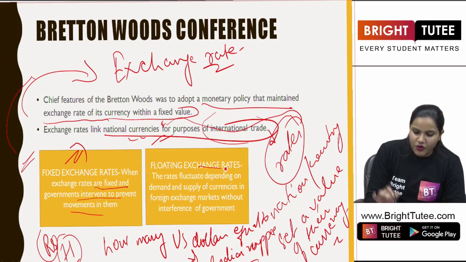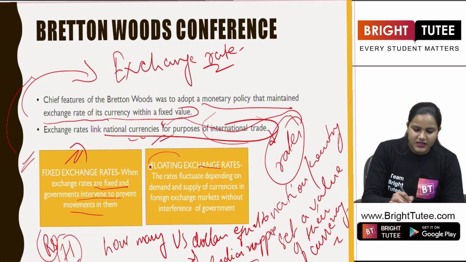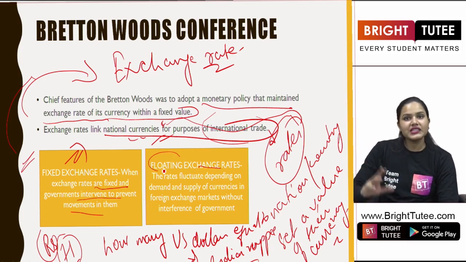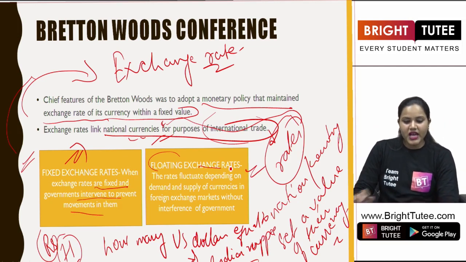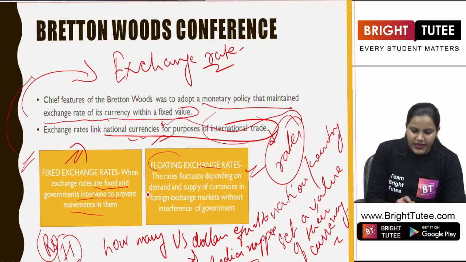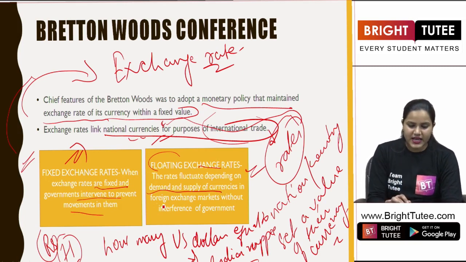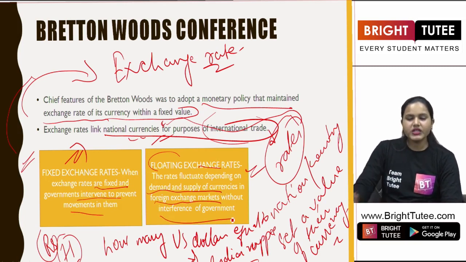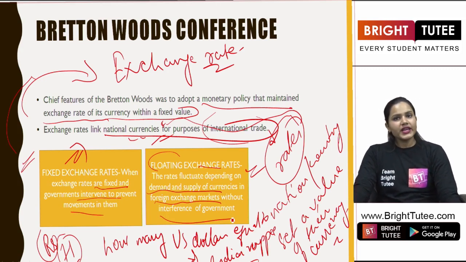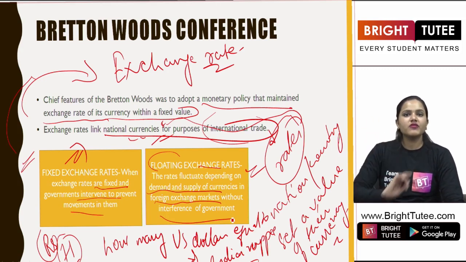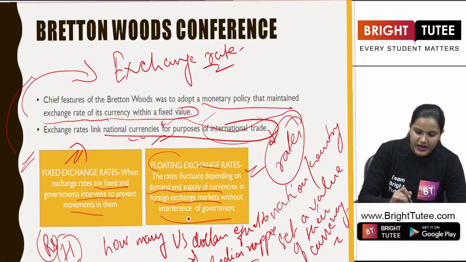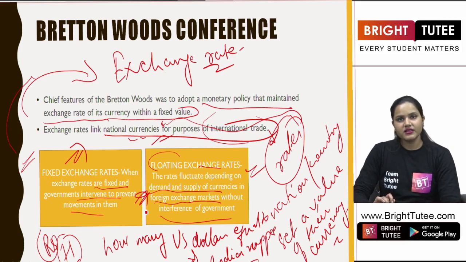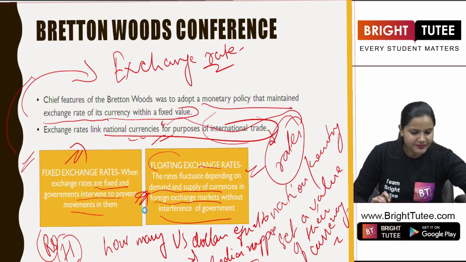When we are talking about the floating exchange rates, as the term suggests, floating, it means that the value is going to fluctuate. The value is not constant, it is varying, right? But on what is it dependent? The rates fluctuate depending on the demand and supply of currencies in foreign exchange markets without the interference of government. So in floating exchange rate, we do not need the interference of government, and the value is determined based on the demand and supply of these currencies. You have to keep this point in mind here.